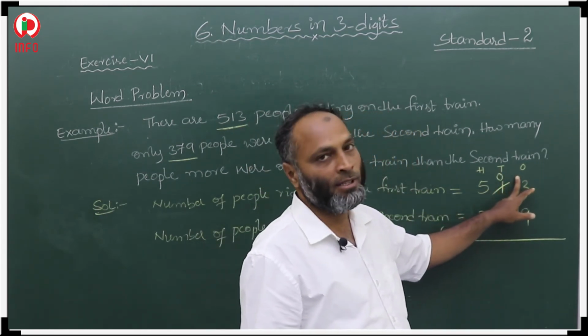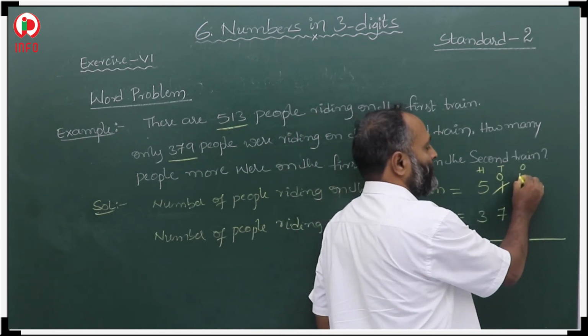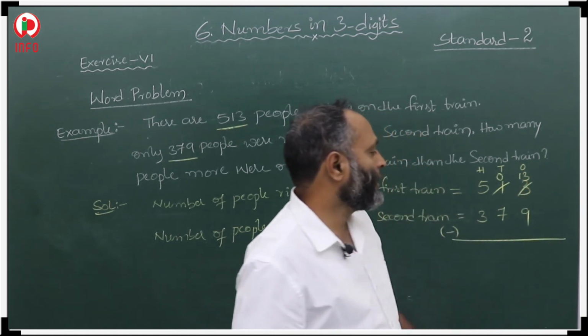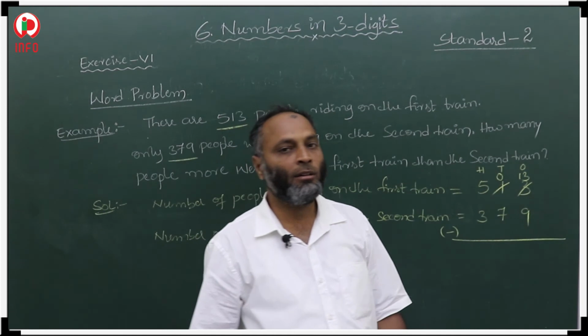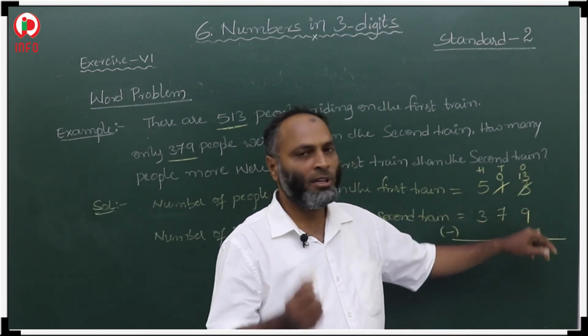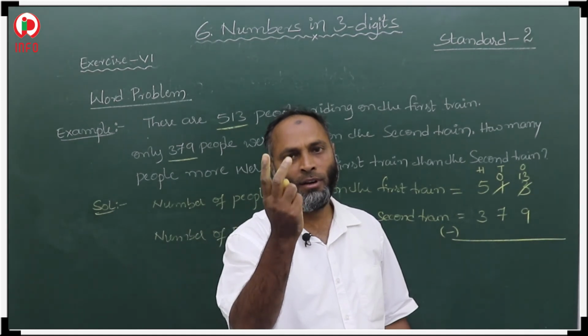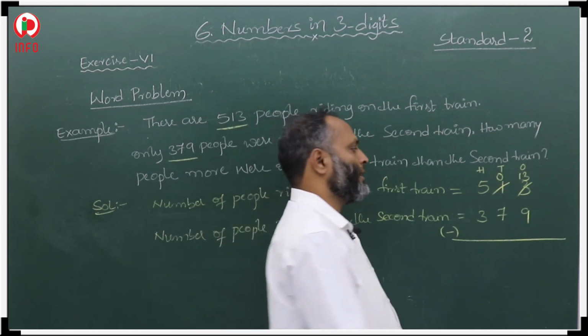1 ten is 10 ones. 10 ones and 3 ones. 10 plus 3, 13 ones. Then 13 minus 9. How to calculate? Here 9 is there, no? From 9 to 13 you have to count. 10, 11, 12, 13. 4. How many fingers? 4. It means the difference here is 4.